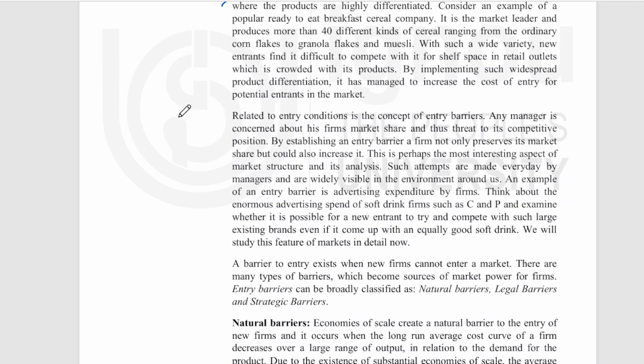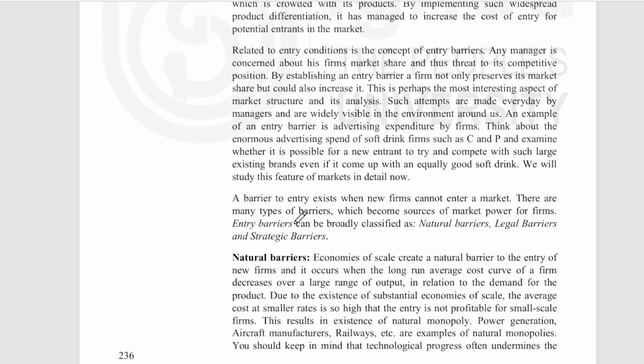Related to entry conditions is the concept of entry barriers, and any manager is concerned about his firm's market share and thus the threat to its competitive position. By establishing an entry barrier, a firm not only preserves its market share but could also increase it. And a barrier to entry exists when new firms cannot enter a market. There are many types of barriers which become sources of market power for firms.